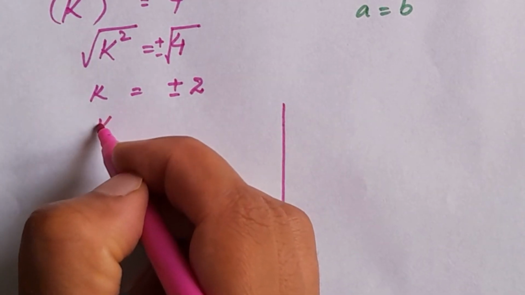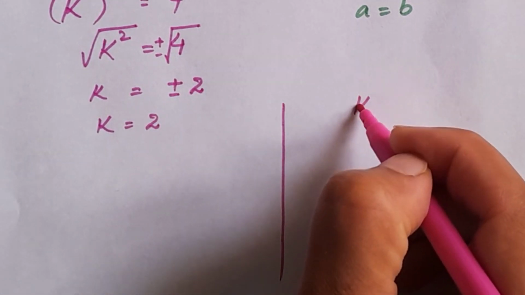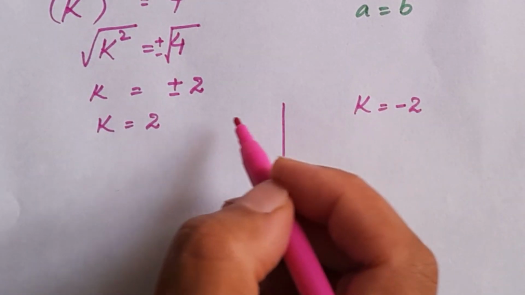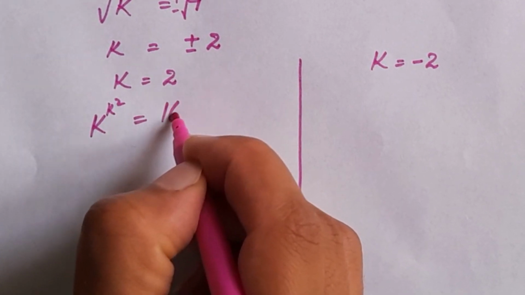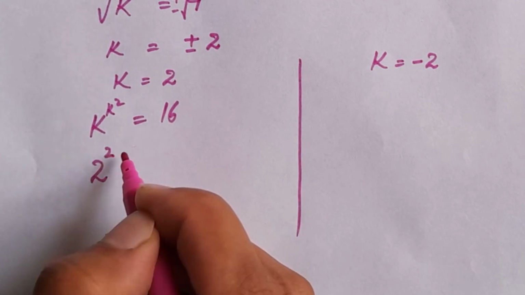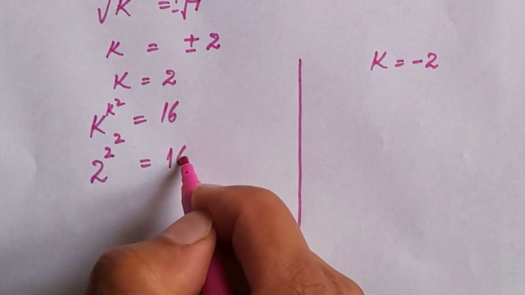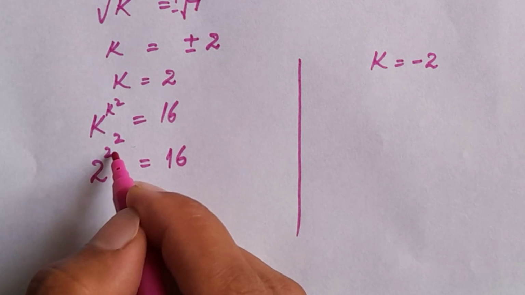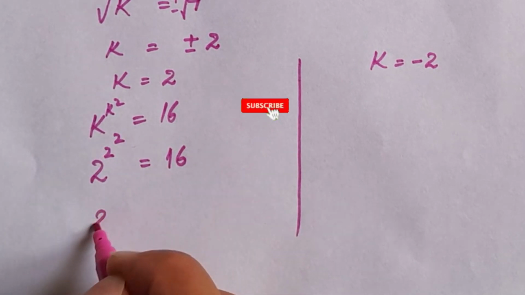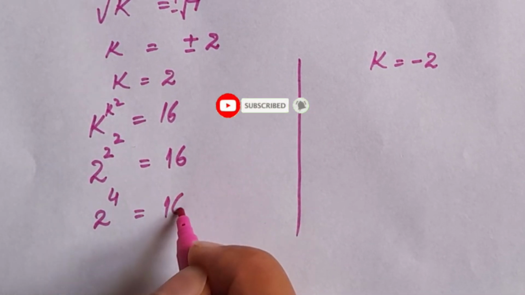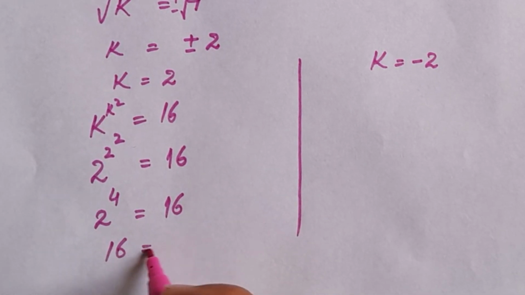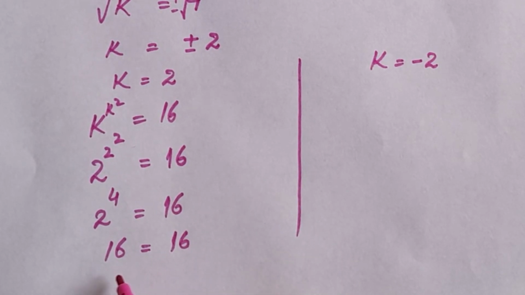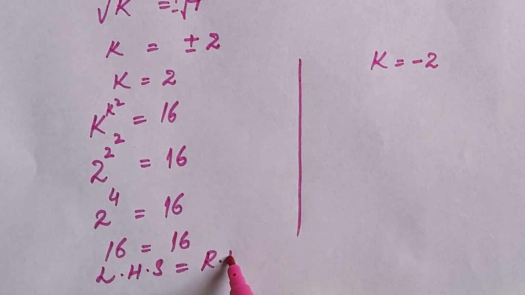But in the next step, we are going to check and verify whether these values of k are correct or not. So by putting k is equal to 2 in that equation, k to the power k square is equal to 16. K is 2, so 2 to the power 2 to the power 2 is equal to 16. When there are nested powers, we solve from top to bottom. So 2 to the power 4 is equal to 16. 2 to the power 4 means multiplying 2 four times, which will give us 16. It means that left hand side is equal to right hand side, and this value of k, which is equal to 2, is correct.